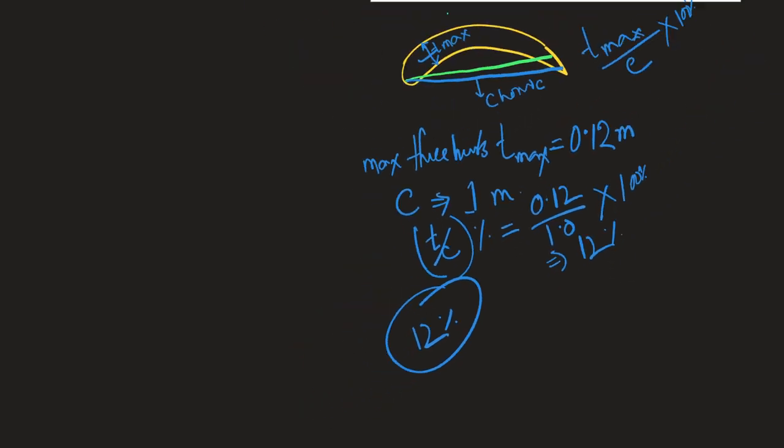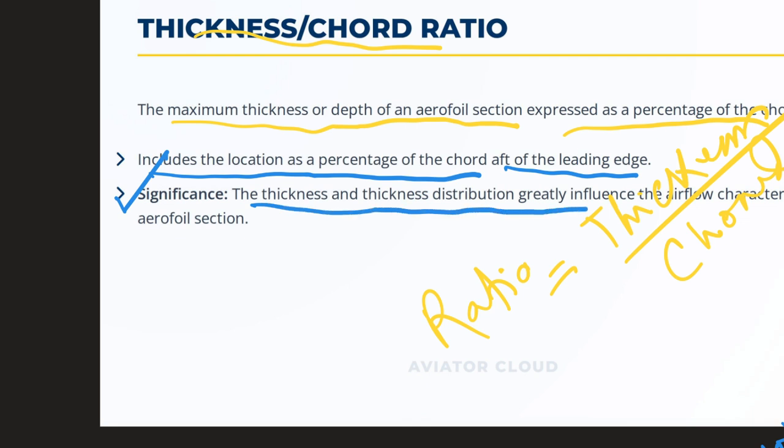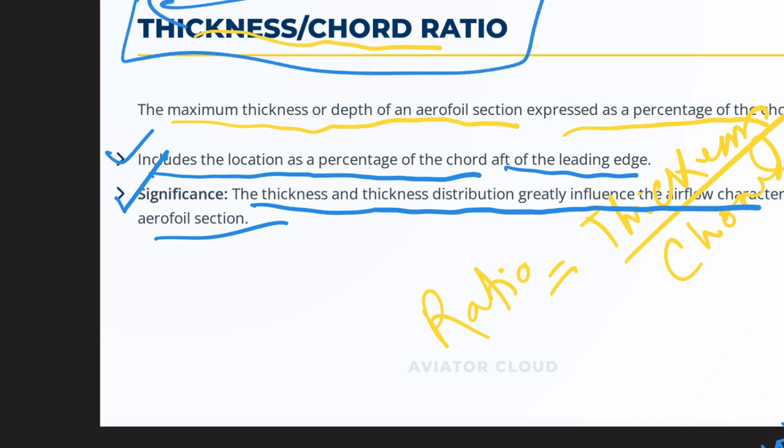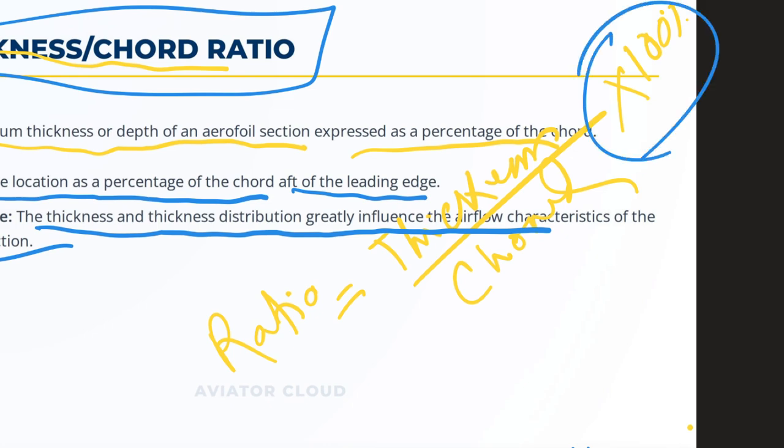What does that signify? It includes the location as a percentage of chord aft of the leading edge. What is the significance? The thickness and thickness distribution greatly influence the airflow characteristics of the aerofoil section. So mainly we just need to know the definition, and also remember it is calculated in percentage.